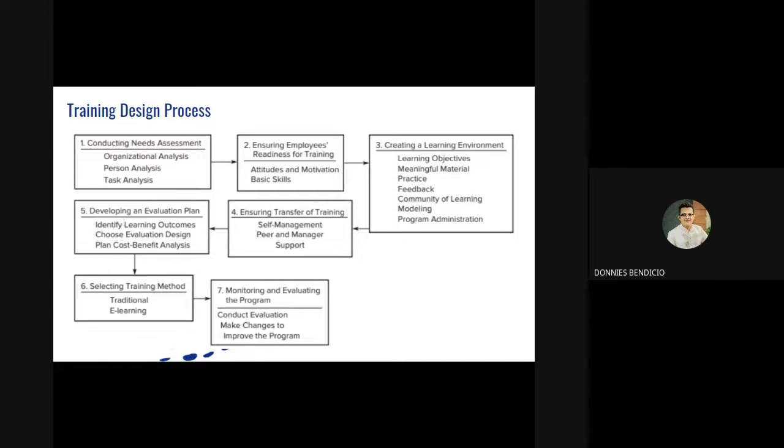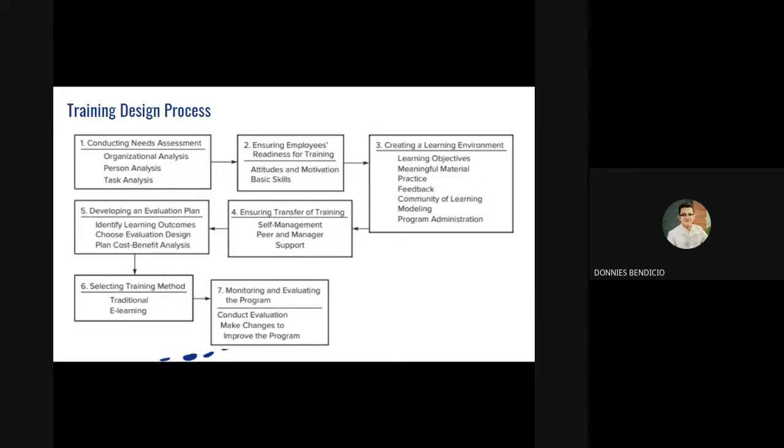Okay, so after knowing the objectives as well as establishing the learning environment, this step may include a traditional training method. Most often than not, the employers tend to have this face-to-face interaction with the trainer, or sometimes we use e-learning. So ngayong pandemic, we use e-learning using web-based training or mobile learning.